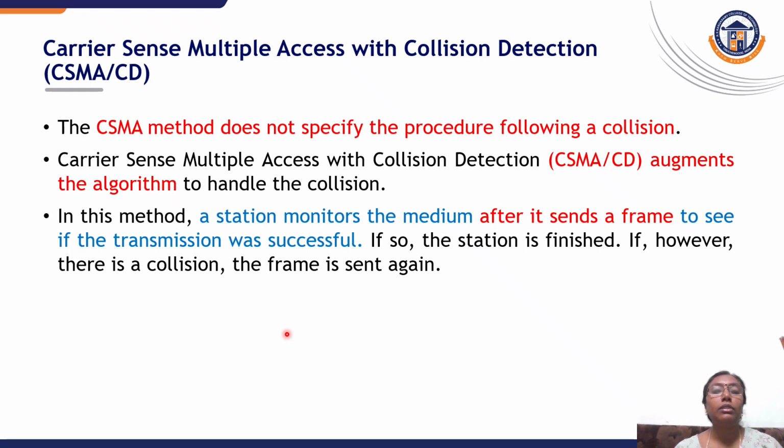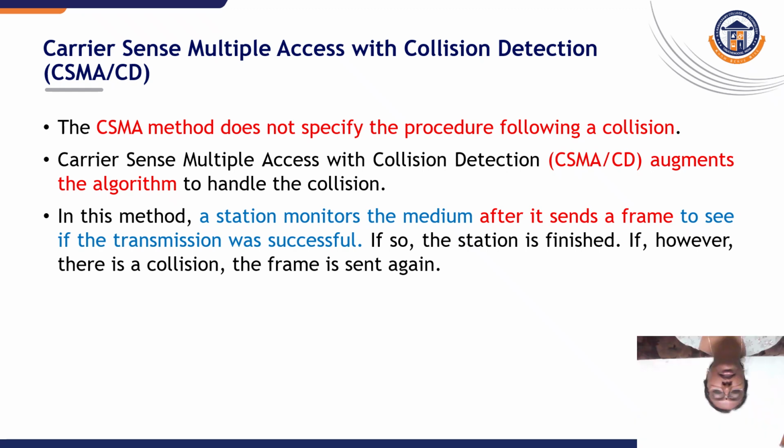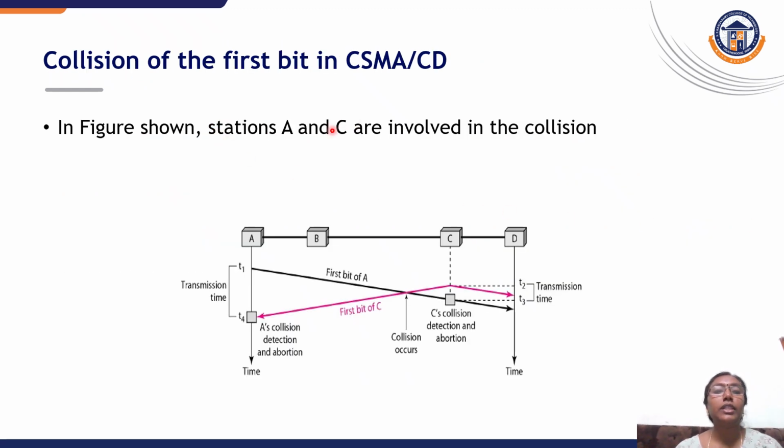We can detect the collision in the wired medium. A station monitors the medium after it sends a frame. If the frame transmission was successful, the station has finished. However, if there is a collision, the frame will be sent again. It is further explained by this CSMA/CD diagram.